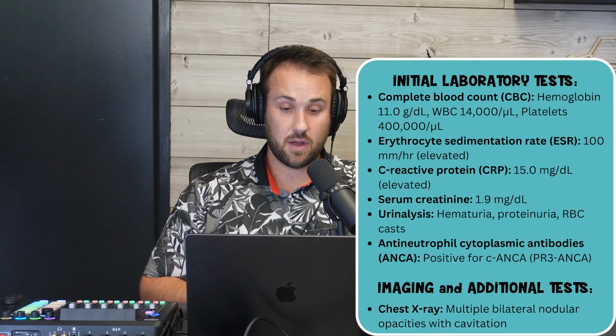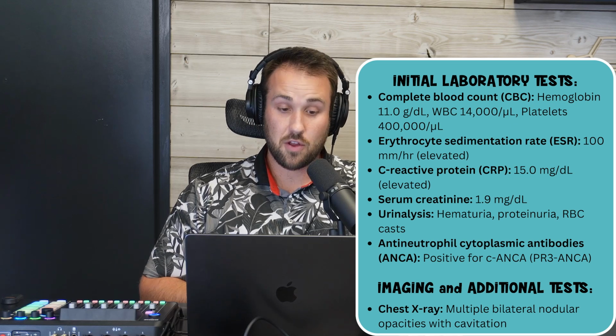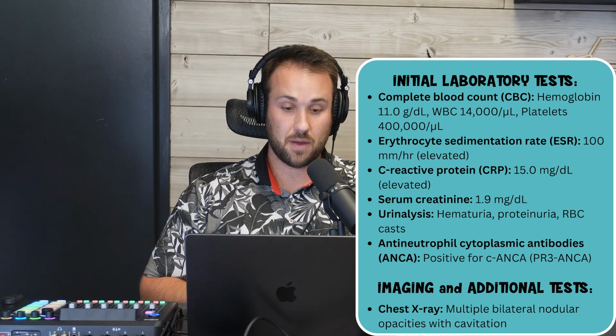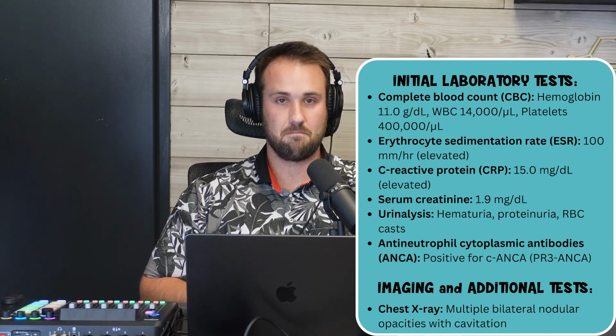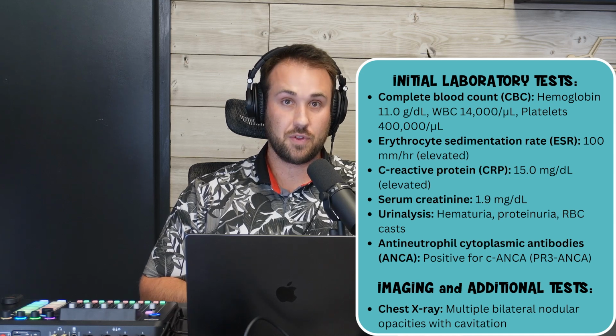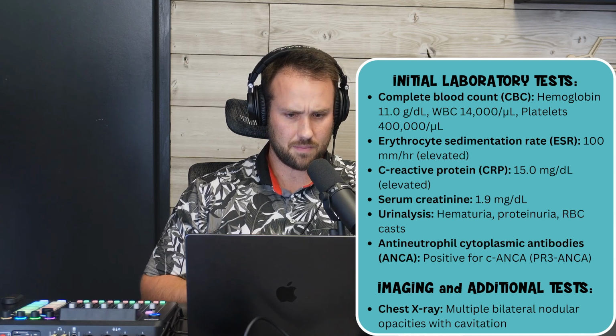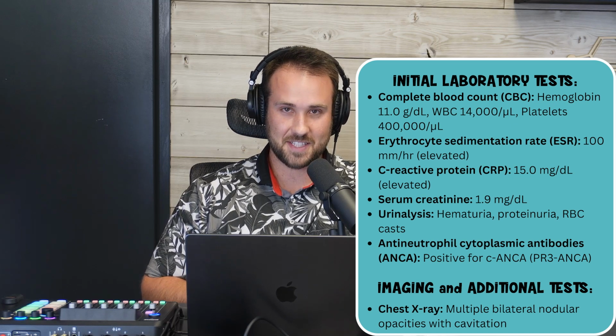Gotcha. So for some lab testing, we have a CBC, hemoglobin of 11, a white blood count of 14,000, and platelets of 400,000. ESR is 100, CRP is 15, serum creatinine is 1.9. We get a urinalysis. We do notice that there is hematuria, proteinuria, and red blood cell casts. We do get an ANCA back, and we see that it's positive for C-ANCA, a PR3 ANCA. Gotcha. All right. Last thing, we get some imaging done. We do get a chest x-ray because of the crackles in the lower lung fields. And we notice multiple bilateral nodular opacities with cavitation.